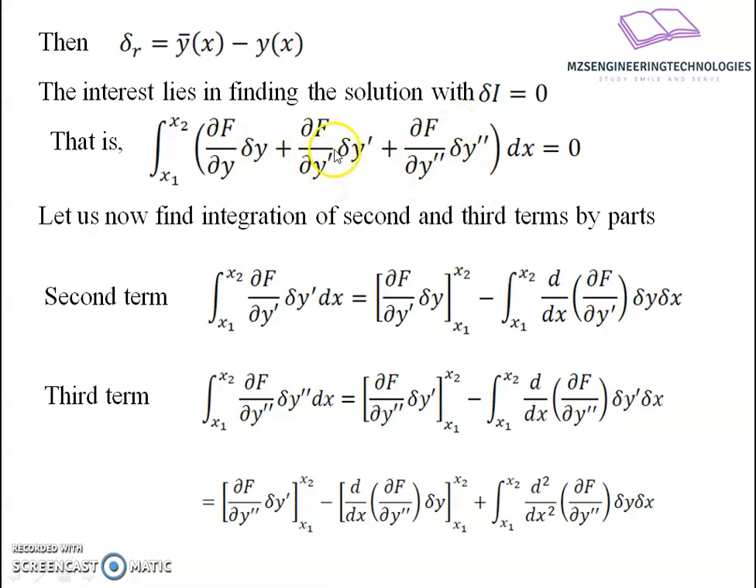If we go with the terms here, integration by parts, for the second term we will get the integral from x1 to x2 of ∂f/∂y' · δy' dx, which results in ∂f/∂y', the first function as it is, then we take the integral of the second one, that is δy, within the limits x1 to x2, minus the integral from x1 to x2 of the derivative of the second function with the first function as it is.